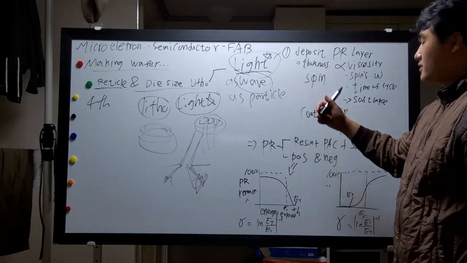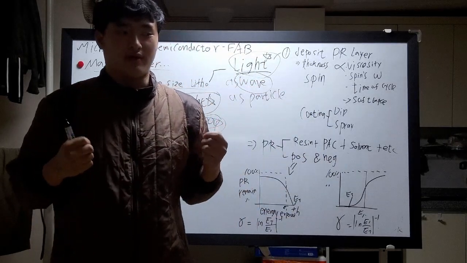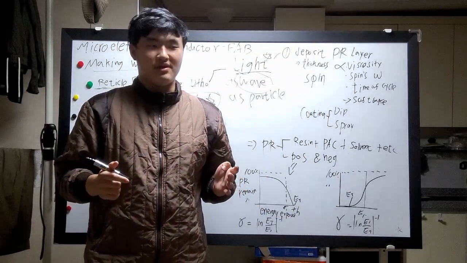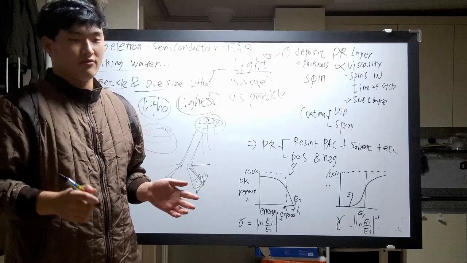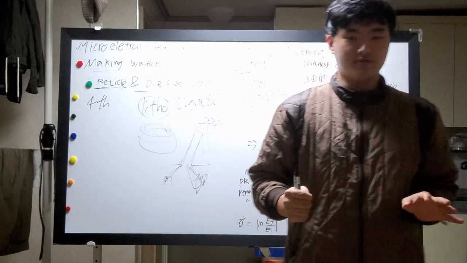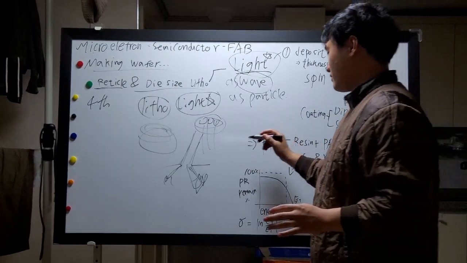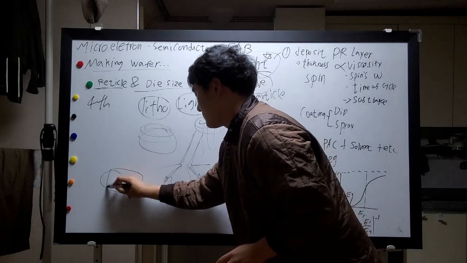Let's see. We just made a wafer that is mainly silicon, and we deposit a layer of photoresist. Let's call that PR. So first we deposit the PR on the wafer's surface.